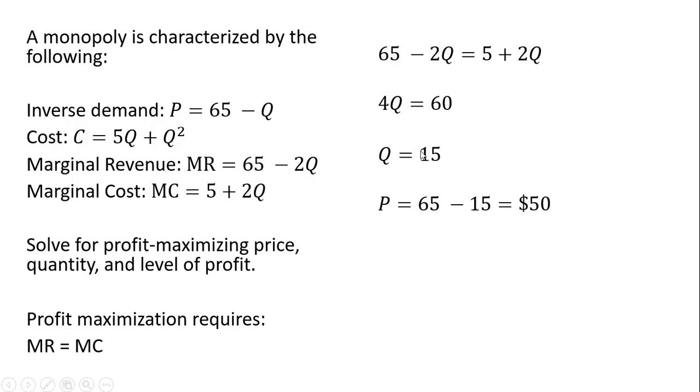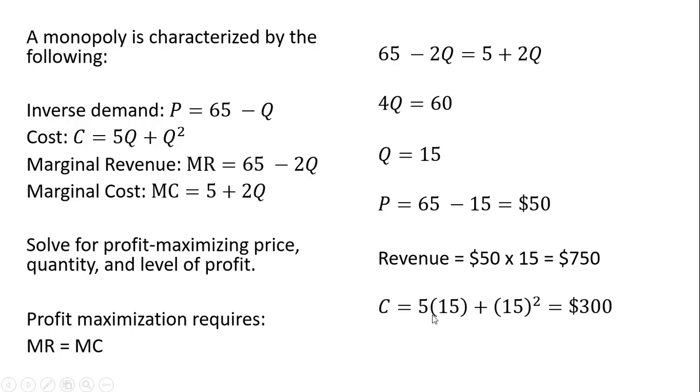To get the price, take this 15 and plug it into the inverse demand. The profit maximizing price is $50. To get revenue, price times quantity. To get cost, plug this 15 into the cost equation and simplify. And we're left with profit for this monopolist of $450.